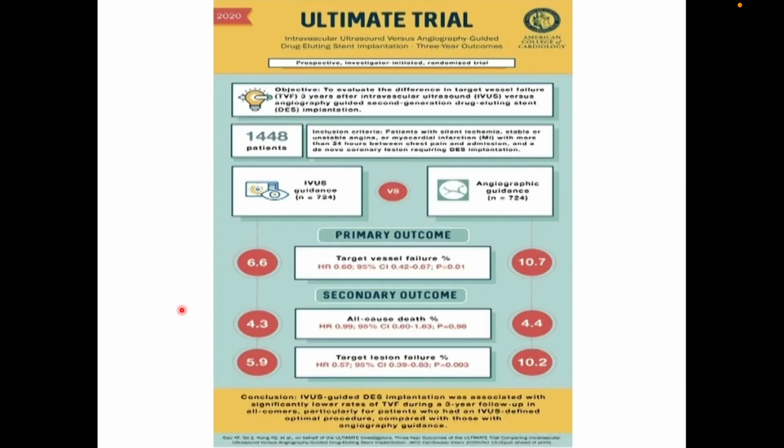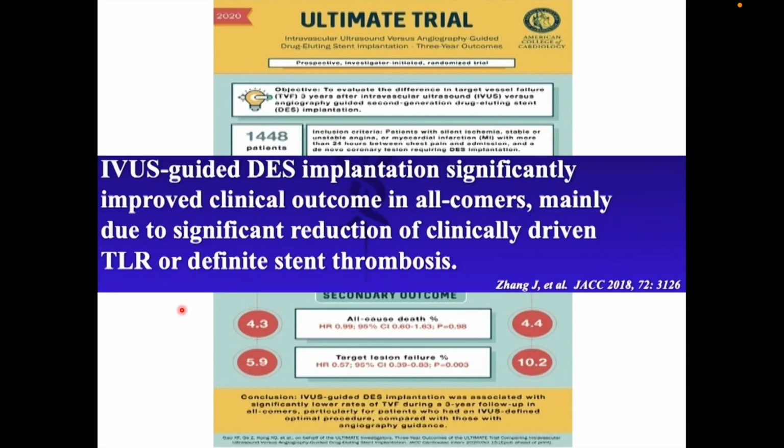Now, this is the ULTIMATE trial, and the conclusion of this trial was that IVUS guided DES implantation significantly improved clinical outcome in all comers, mainly due to significant reduction of clinically driven TLR or definite stent thrombosis. Almost 1,500 patients were enrolled in this trial.